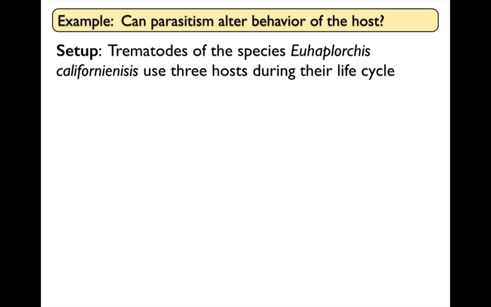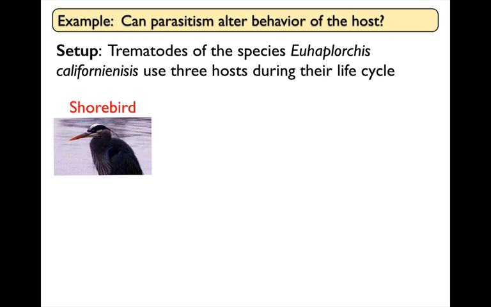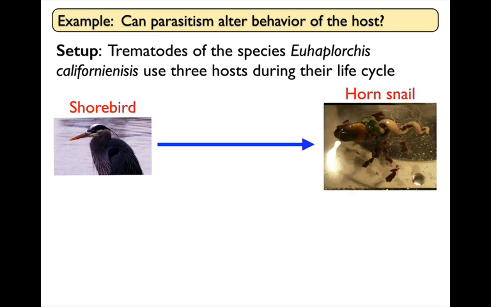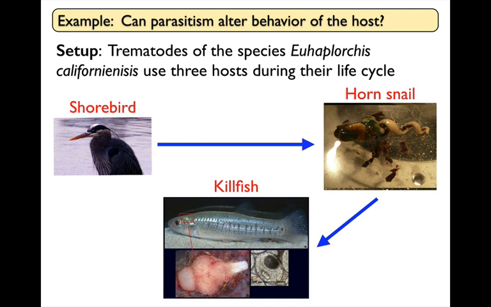So here's the setup again. You've got this parasitism behavior in the host. You have trematodes, and they have 3 hosts in their cycle. The shorebird poops in the water, and the snail picks up the parasite somehow. That's what an infected snail looks like. All that white in there is all parasite. And then the killifish eats the snail. And the awesome part is that this parasite goes into the fish's brain and wreaks havoc. Then somehow this fish gets eaten again by the bird, and the cycle continues. This is the life cycle of the parasite.